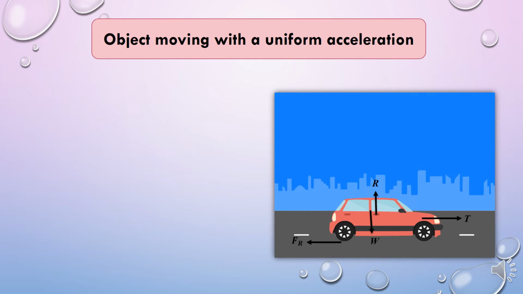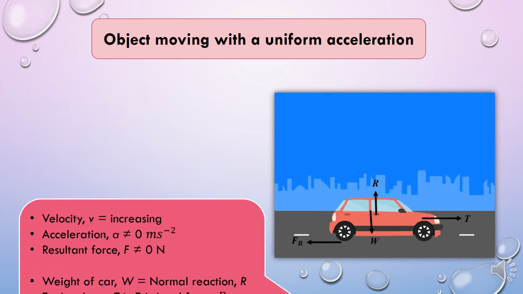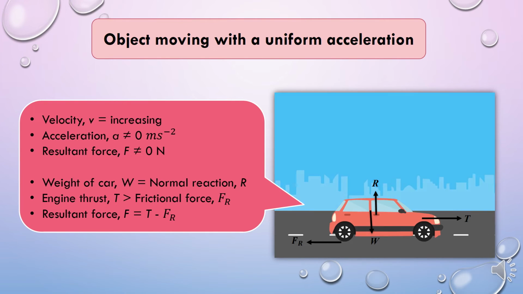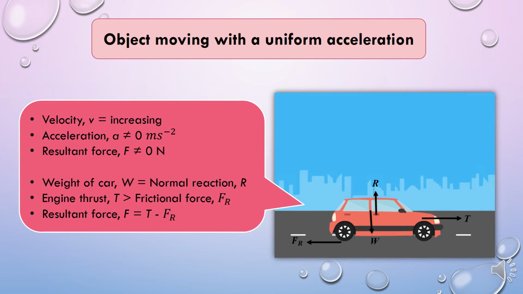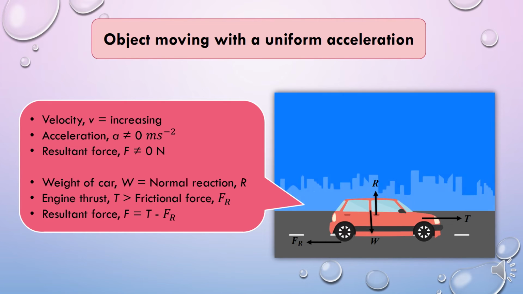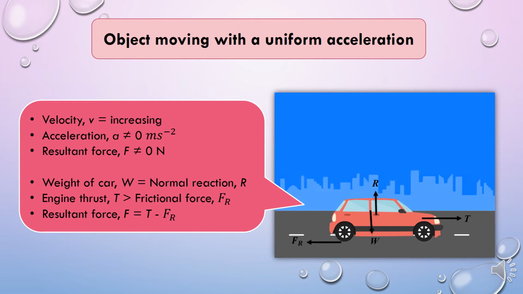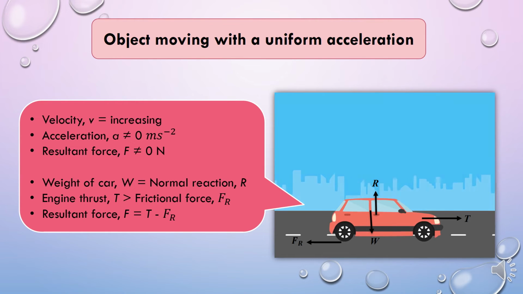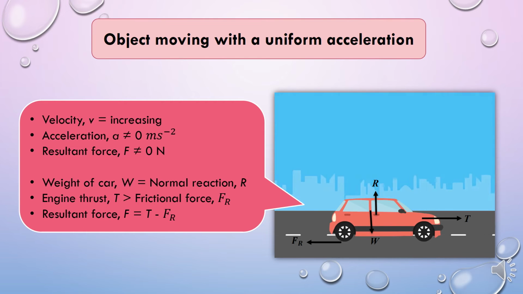And the last one is when the car is moving with uniform acceleration. The velocity is increasing. The acceleration and resultant force are not equal to zero. The weight of the car is equal to the normal reaction. The engine thrust T is greater than the frictional force, and the resultant force F is equal to thrust minus frictional force.